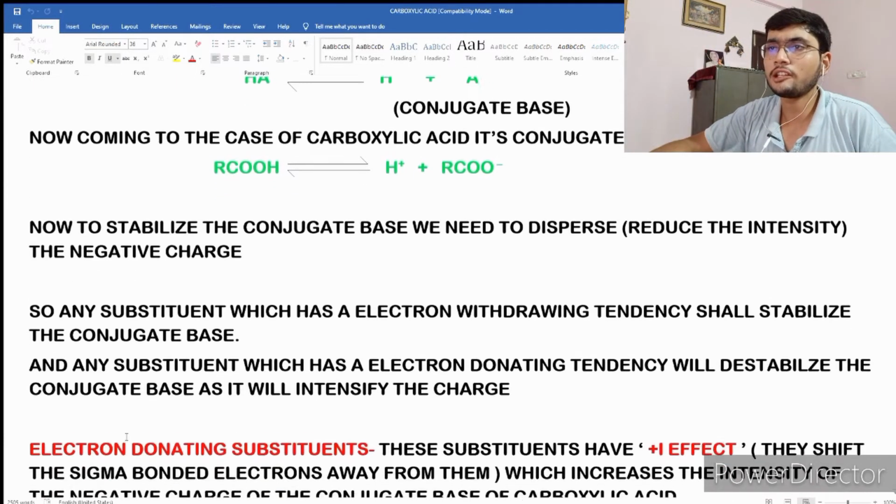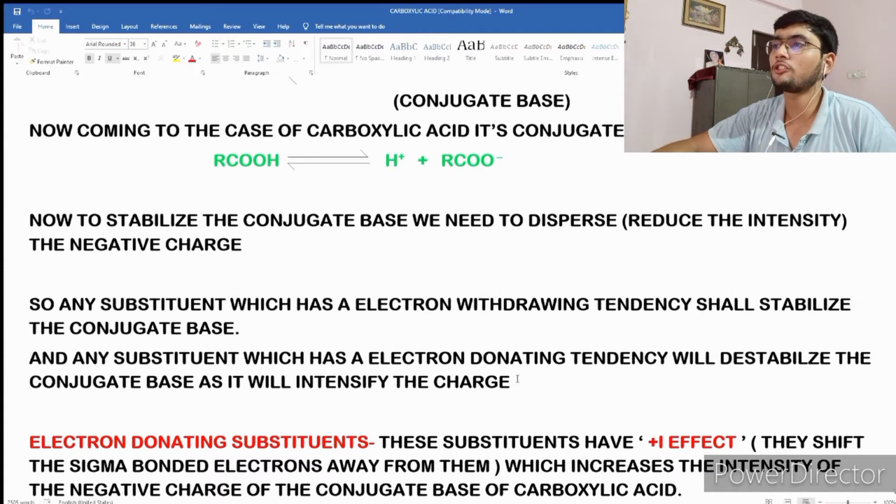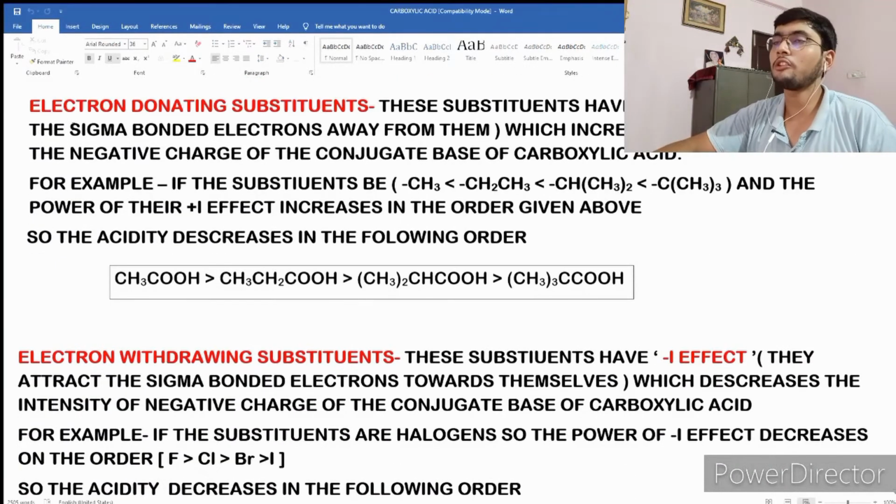So that's what I've written here also, that any substituent which has an electron donating tendency will destabilize the conjugate base as it will intensify the charge. So now let us see more about it. First we will study electron donating substituents. Basically, electron donating substituents have a plus I effect.